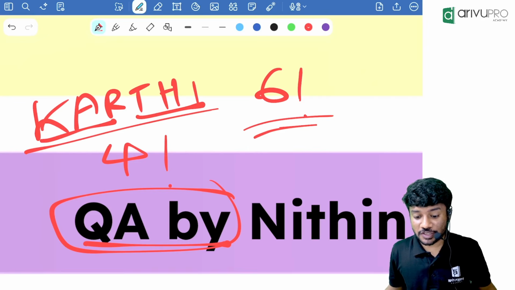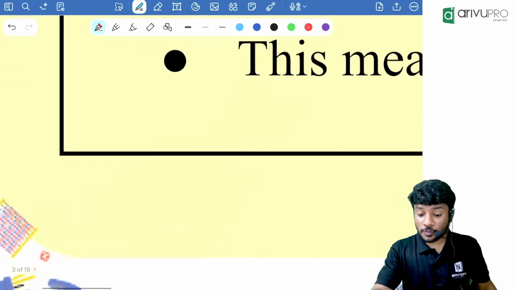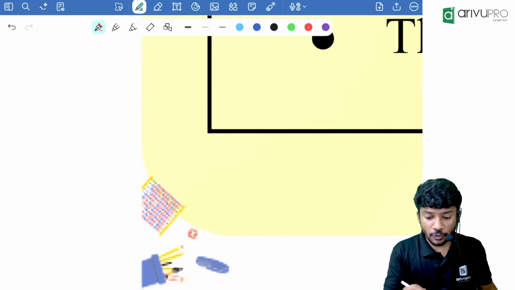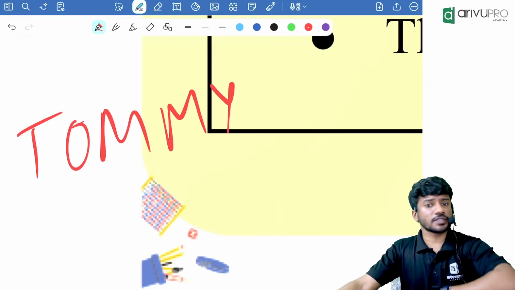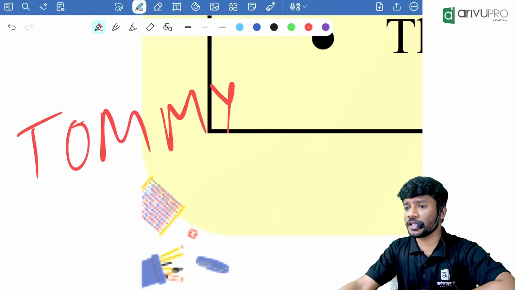What if repetition is there? If repetition is there, you should be happy that you know the basics. Now, one person told a word, Tommy. Yes, Tommy is there. How many letters are there in Tommy?